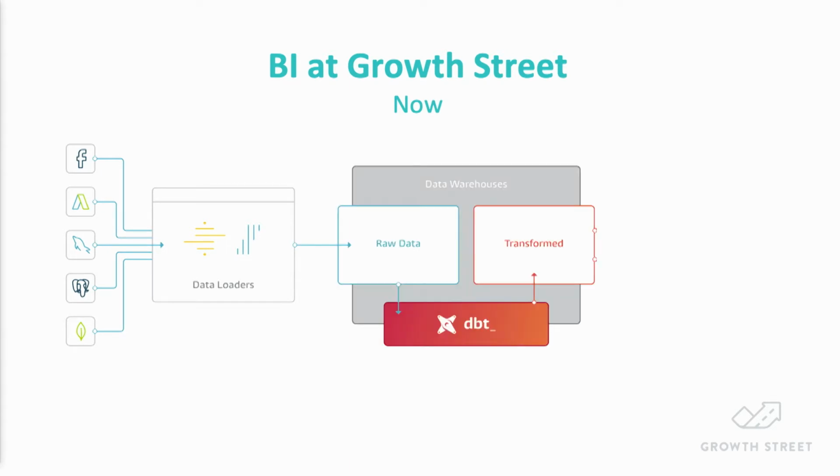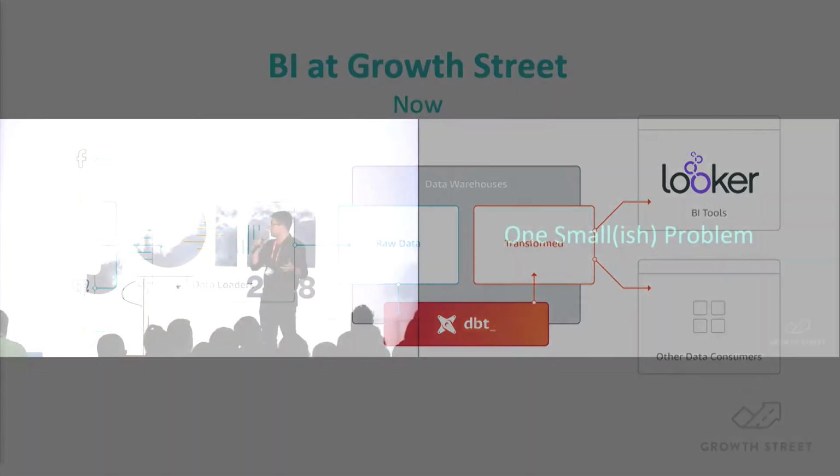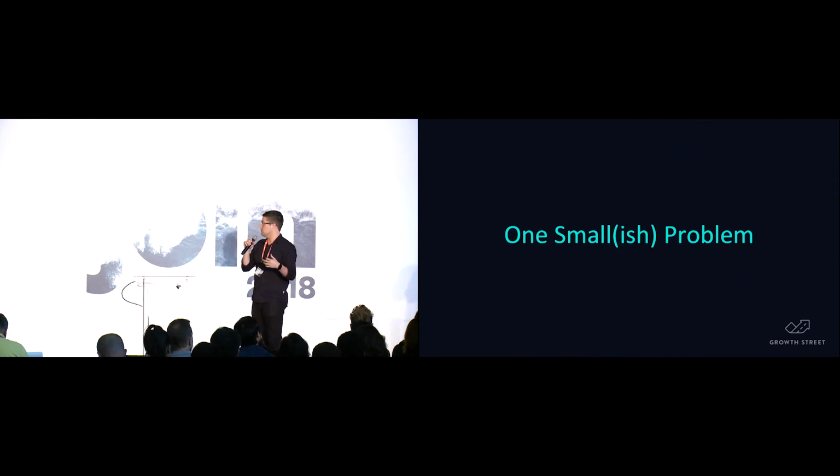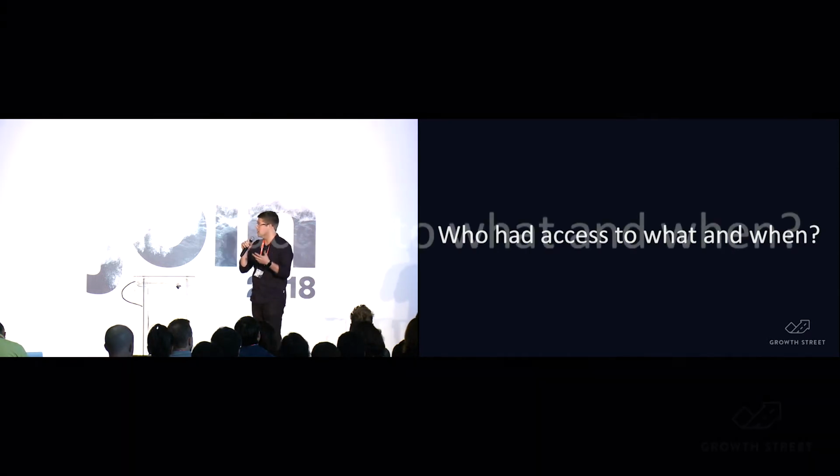We went from no one having access to the right data to everyone being able to explore data and answer their own questions. Now, data democratization was great, but as a financially regulated business, it left us with a small problem. Who had access to what data and when? Looker didn't give us this information, and when we couldn't find a good solution, we decided to build it ourselves.